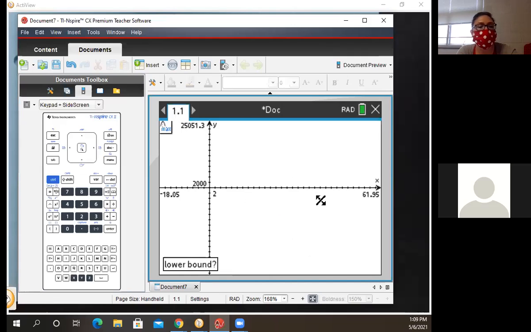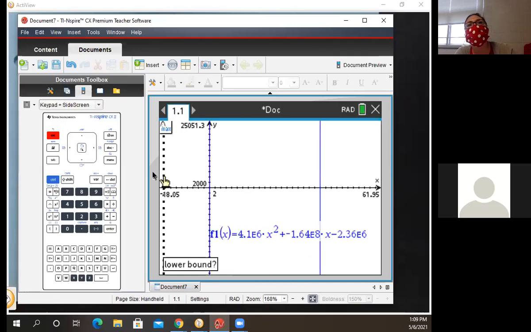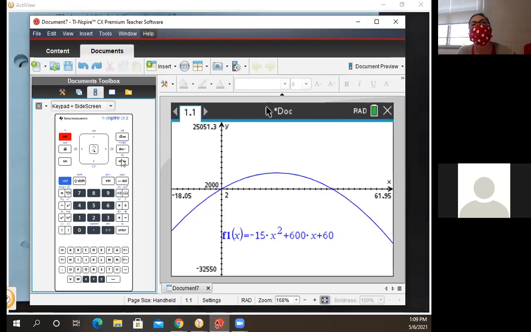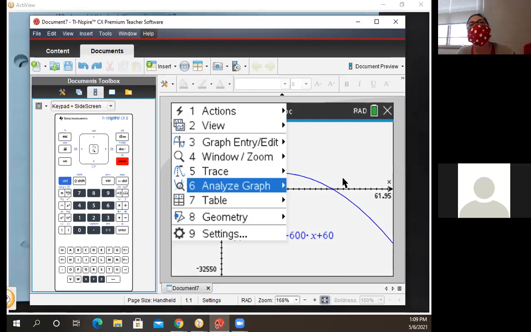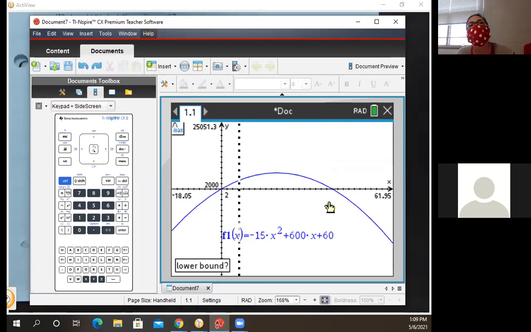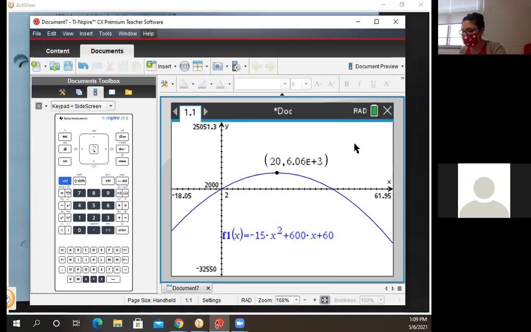Uh-oh. Oh, hang on, let me bring my calculator over here really quickly, see if I can undo whatever I just did. There we go. Okay, take 2. Menu, analyze graph, maximum. There we go. Okay, so I'm going to adjust this on my paper.